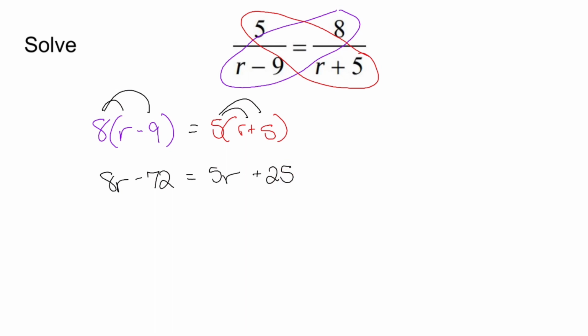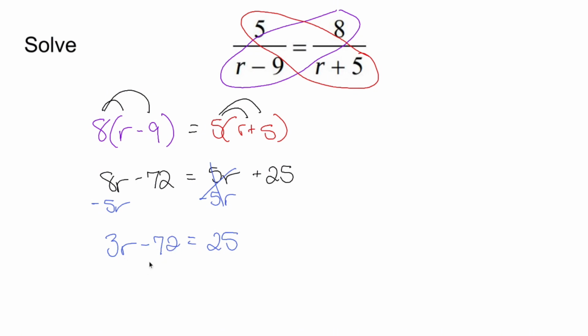Now you have a variable on each side of the equal sign. I prefer to get rid of the variable on the right side first. So I'm going to subtract 5r from both sides. 8r minus 5r is 3r. Drop down the minus 72, drop down the equals, drop down the 25, and now we have ourselves a two-step equation. Okay, 3 times r, we'll deal with that in a minute.